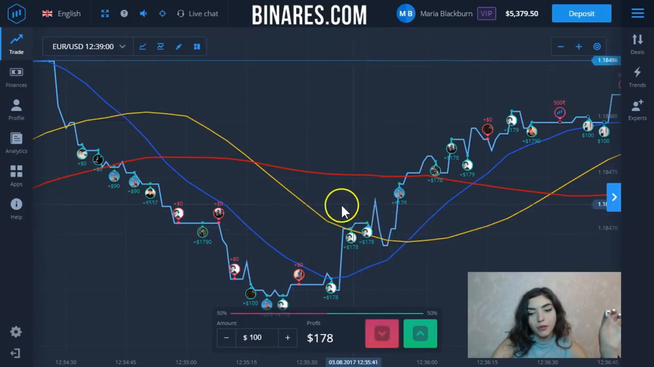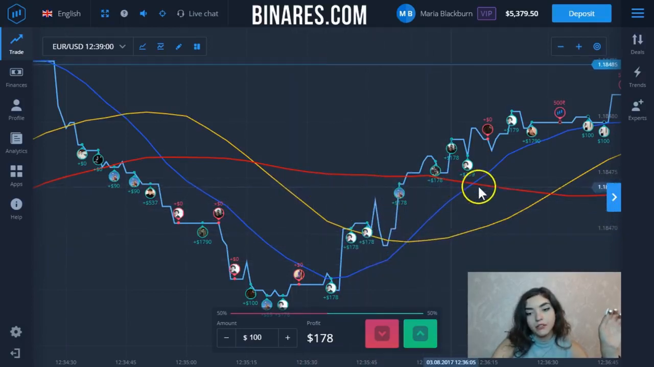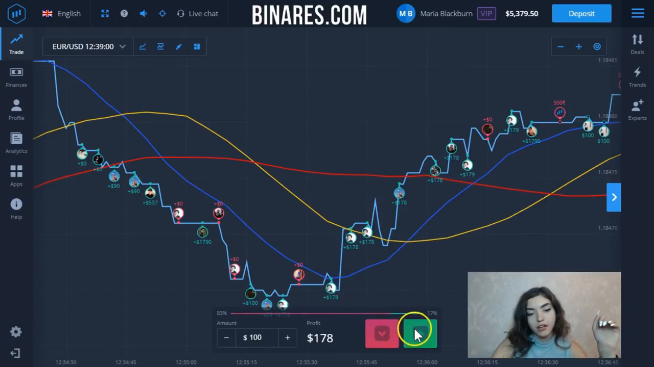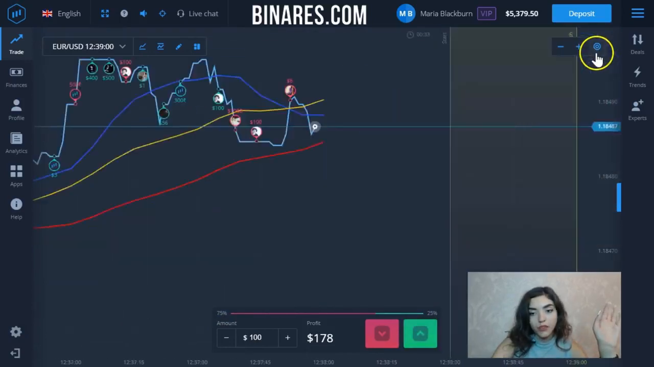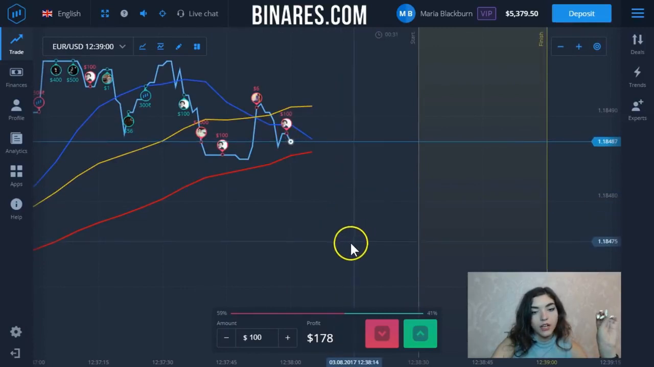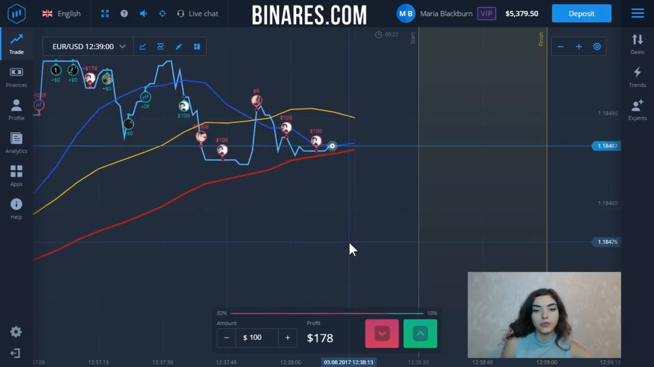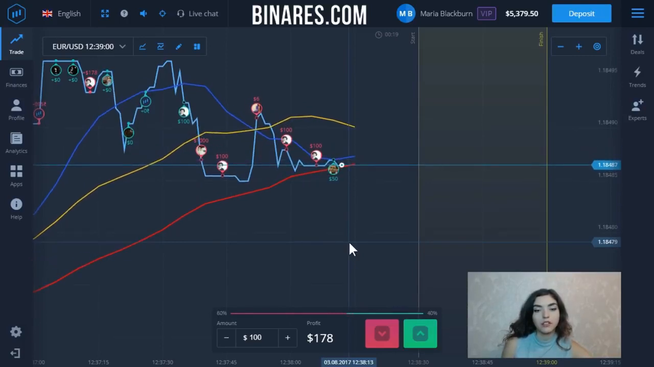And the other moment when we see the intersection of the blue and yellow lines is below, under the red line, that is a good moment to buy call option. Call option is green button. So move on. And right now I'm gonna make my first investment. It will be $100. So I'm waiting actually for when two lines will cross each other.